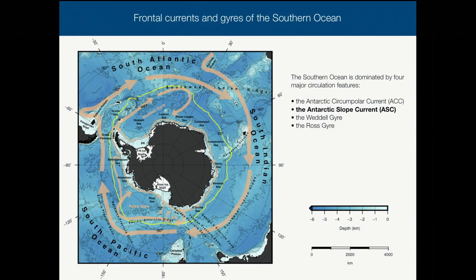This circumpolar current is actually mirrored by another current at the shelf break here, which goes around in the opposite sense and is known as the Antarctic Slope Current. And it's really what we're going to focus on today.